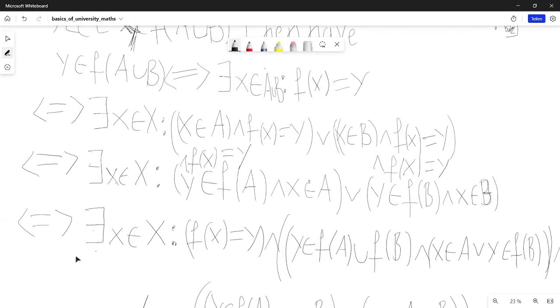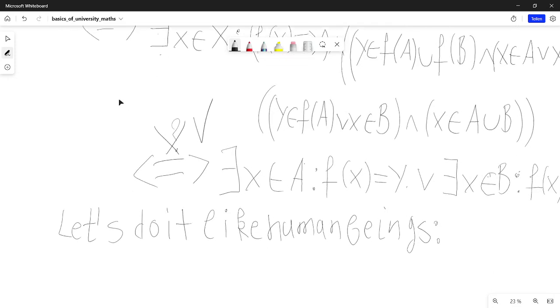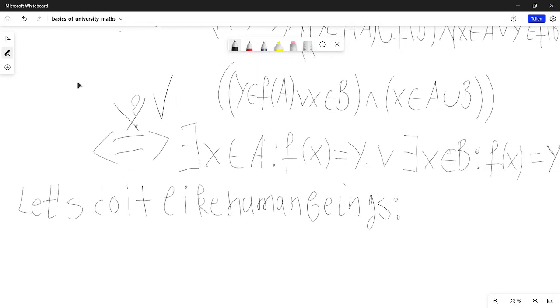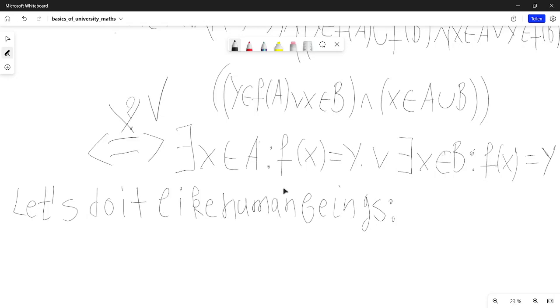We had y element f. Yeah, that this is finished, because this is simply equivalent to y element f of A, and this equivalent to y element f of B. So if you take this equivalence, you take this or, and then you remember the definition of a union that it is given via or, then y is element of f of A union f of B. But let's do it like human beings.